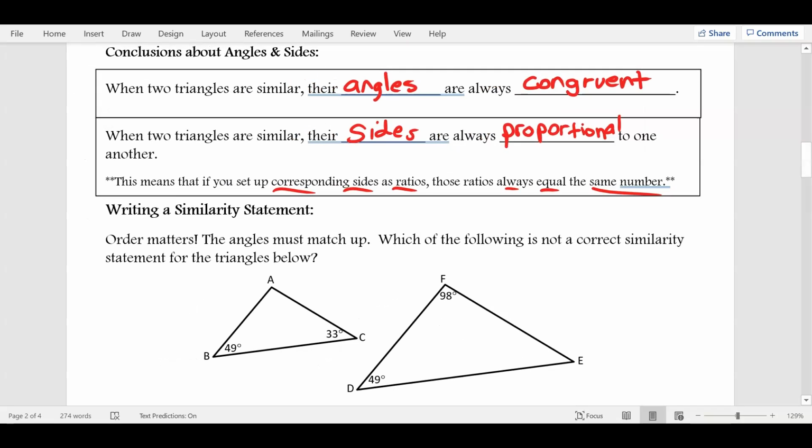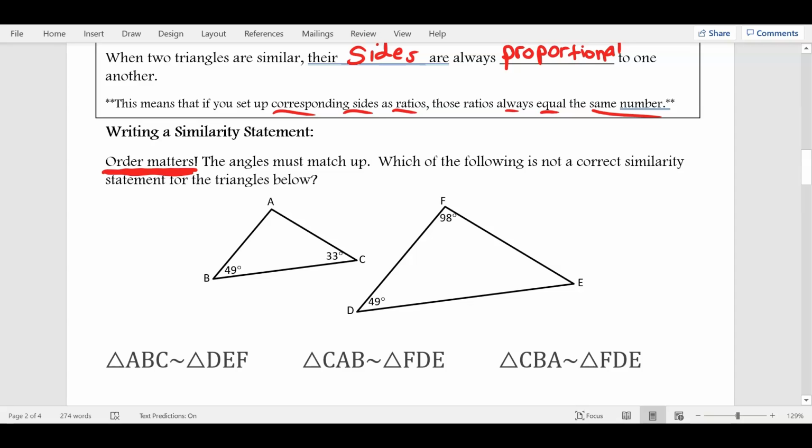We want to write a similarity statement down here. I want you to underline this. This is very important. Last 9 weeks and today. Order matters. Order matters.